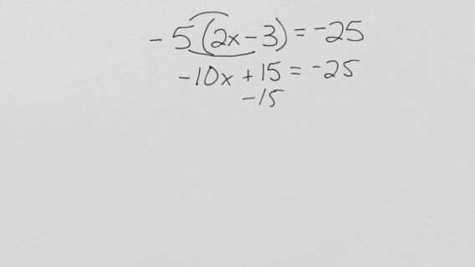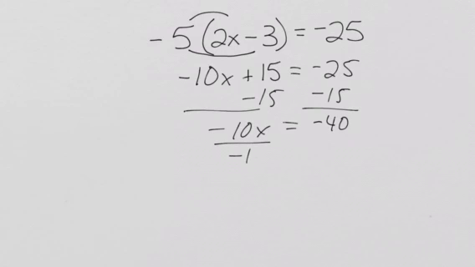We're going to subtract 15 from both sides, and we'll get negative 10x. And then on this right-hand side, it's negative 25 and negative 15 makes negative 40. I want to divide by negative 10 on both sides. X equals 4. If we put a 4 back into the original equation, yeah, that's going to work.